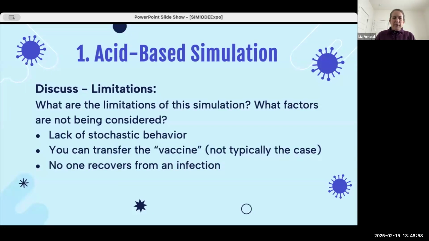They also talk about how the vaccine, the baking soda, is transferred. And you see that in the previous picture in that middle, between pink and yellow color. And that's not typically the case with a lot of diseases. A lot of vaccines, you can't transfer the vaccine from person to person. And then another big thing they noticed in this simulation is nobody recovered. You were either susceptible or you were infected and you remain infected. And so we use these ideas to segue into the next simulation.